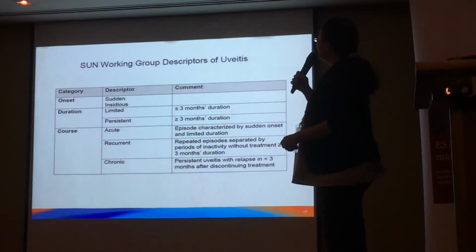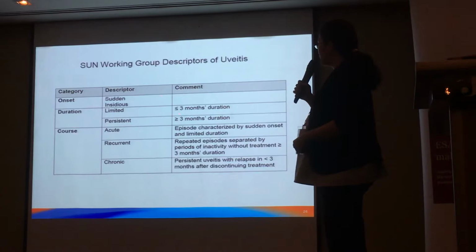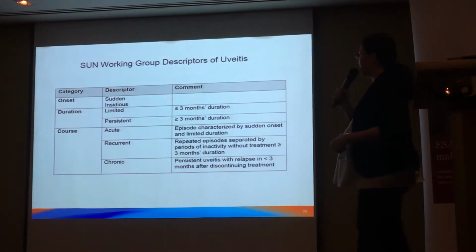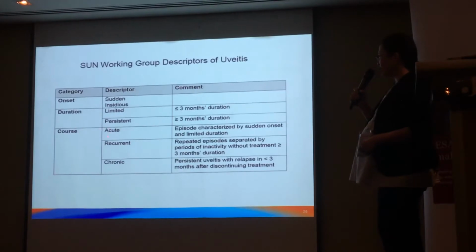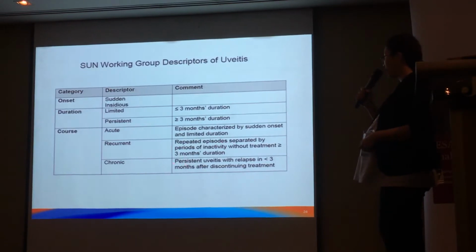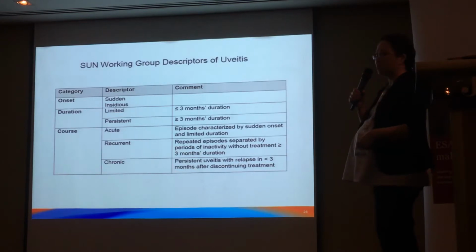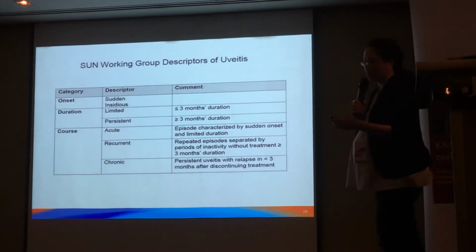Okay, so this is the SUN proposed descriptor of uveitis based on onset, and more importantly the duration and the course. Duration, usually the cut-off is set at 3 months, and for the course, they classify it into acute, chronic, and recurrent. That's actually talking about whether there might be a relapse within 3 months. If it's less than 3 months, usually this patient is termed a case of chronic anterior uveitis, for instance. All right.